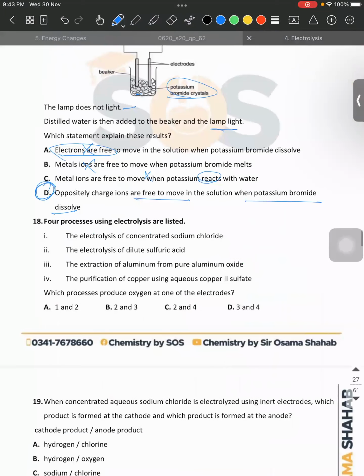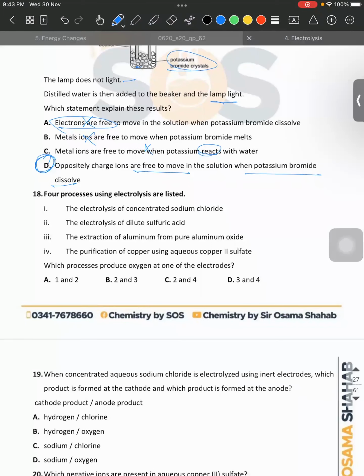Then we have 4 processes over here: electrolysis of concentrated sodium chloride, electrolysis of dilute sulfuric acid, extraction of aluminum, and purification of copper, right? Which process produces oxygen at one of the electrodes? Sodium chloride is concentrated, so chlorine will be produced at the anode and hydrogen at the cathode. When you talk about sulfuric acid, hydrogen will be at the cathode and oxygen at the anode. Whenever you talk about aluminum extraction, aluminum is at the cathode and oxygen at the anode.